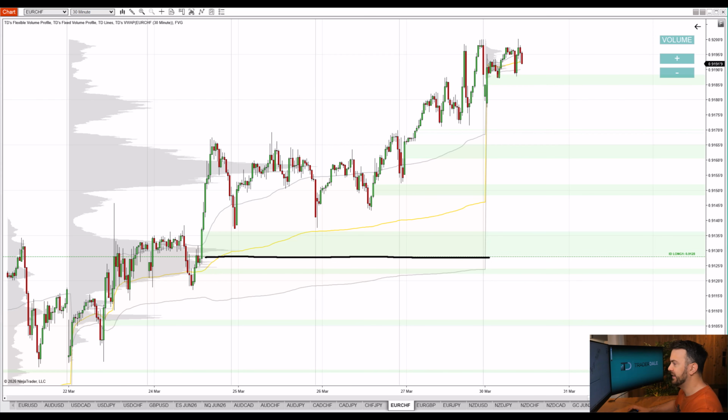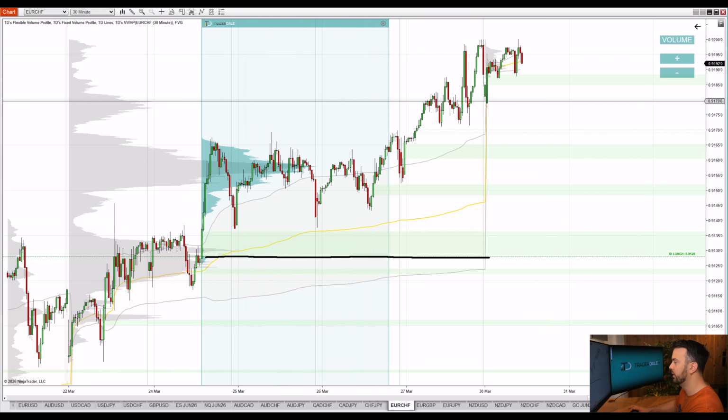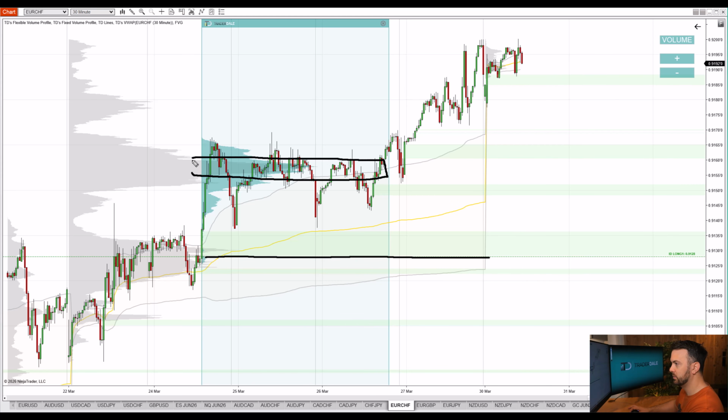The reason is that I believe that the higher one got already tested. Let me show you with the flexible volume profile. I believe that the volumes formed in here got tested with this pullback, and this was actually the reaction to this heavy volume zone. So that's why I'm not so much into trading this heavy volume zone again.